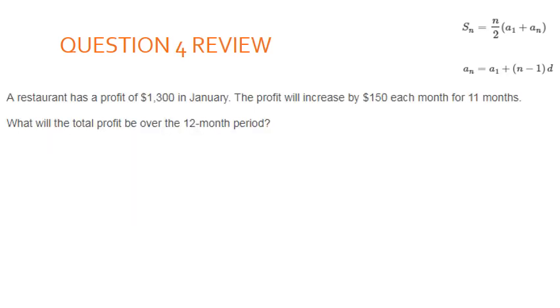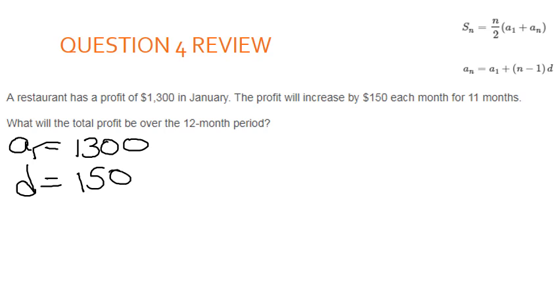All right, so this is just like your question number 4. A restaurant has a profit of $1,300 in January. The profit will increase by $150 each month for 11 months. What will the total profit be over the 12-month period? That means the first one, that a sub 1, your initial amount, is going to be that $1,300. Your common difference is adding by 150 every month.